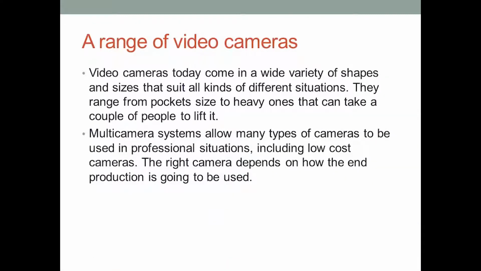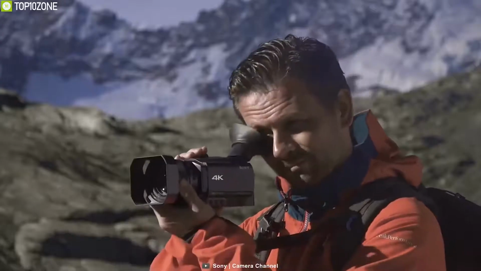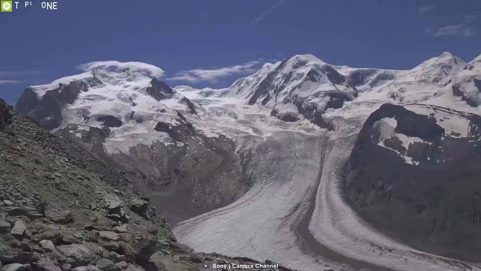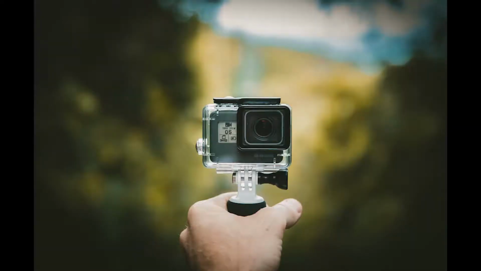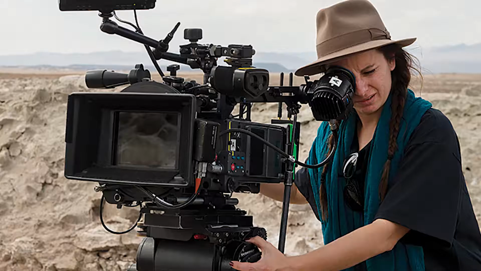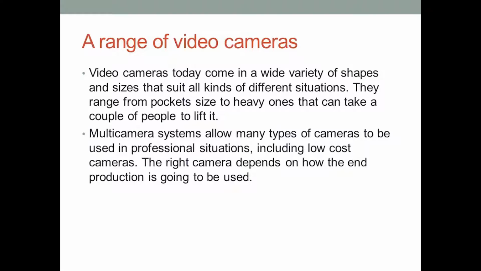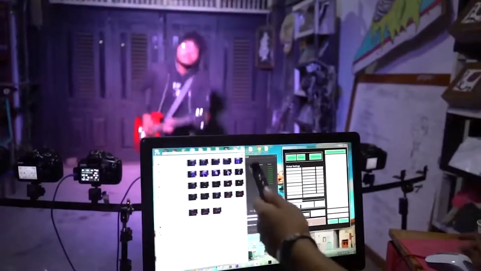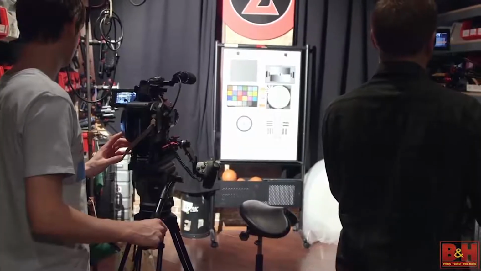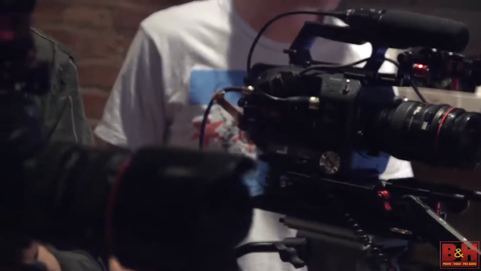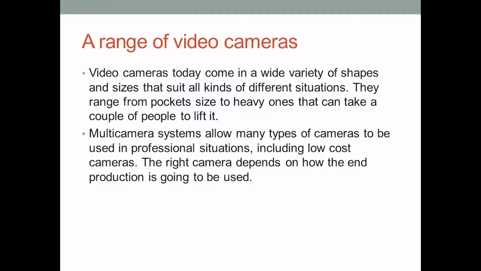There is a wide range of video cameras. Video cameras today come in a wide variety of shapes and sizes that suit all kinds of different situations. They range from pocket size to heavy ones that can take a couple of people to lift. Multi-camera systems allow many types of cameras to be used in professional situations, including low-cost cameras. The right camera depends on how the end production is going to be used.